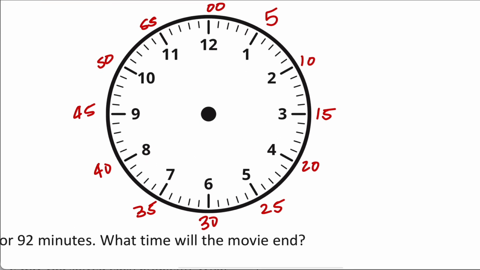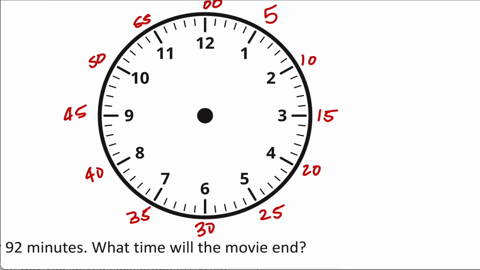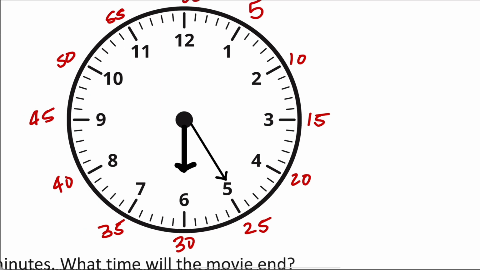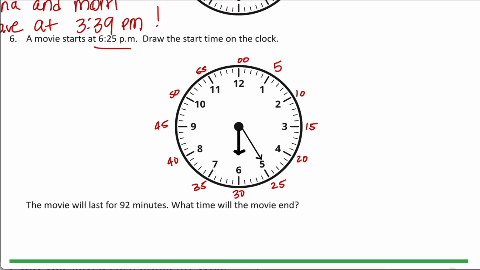6:25. So I know I haven't hit the half hour mark yet, so my short hand will still be pointed a little bit at the 6. And then it says 6 what? 25. So I got 25 right there already labeled. And I'm going to draw that as my long hand down to the 5. Okay, so that represents the 6:25 p.m.